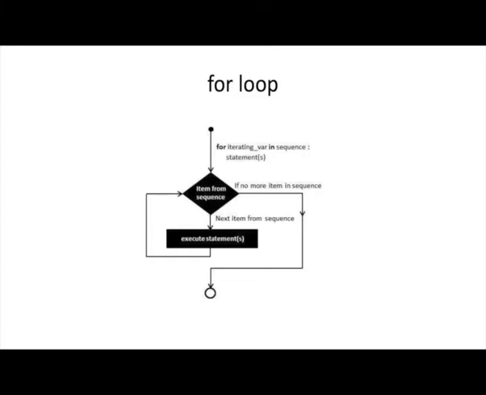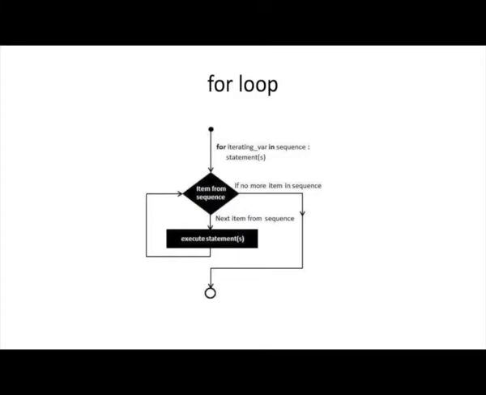If a sequence contains an expression list, it is evaluated first. Then the first item in the sequence is assigned to the iterator variable. Next the statements are executed. Each item in the list is assigned to the iterator variable and the statements block is executed until the entire sequence is exhausted. The diagrammatic representation of the for construct can be seen on the monitor.